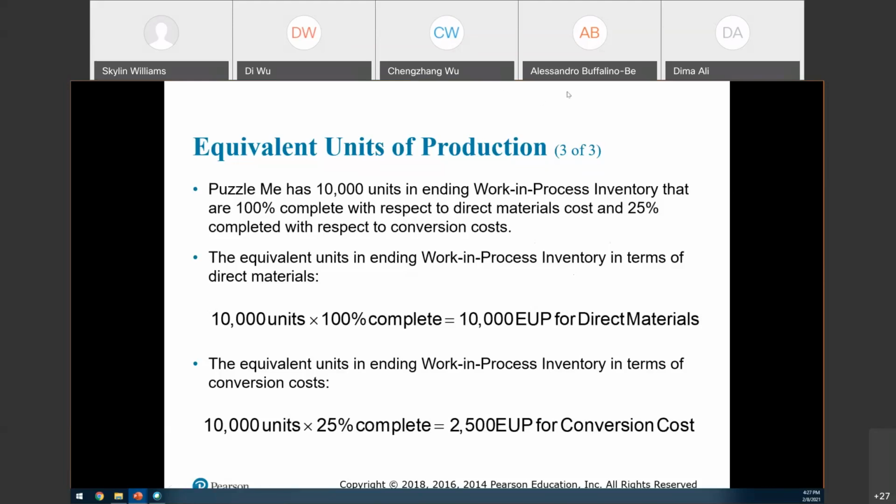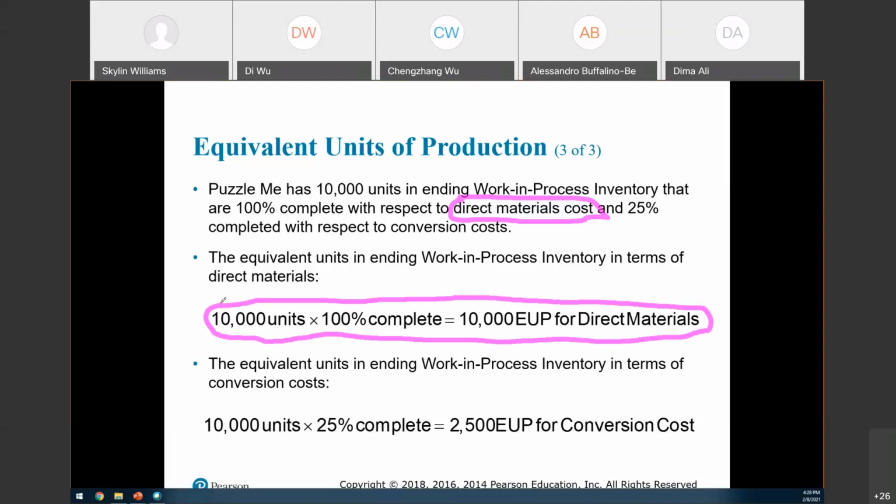Well, first of all, regarding direct material cost, it is also pretty much straightforward because they are 100% complete. So we use 10,000 units times 100%. We get 10,000 equivalent units of production for direct materials.